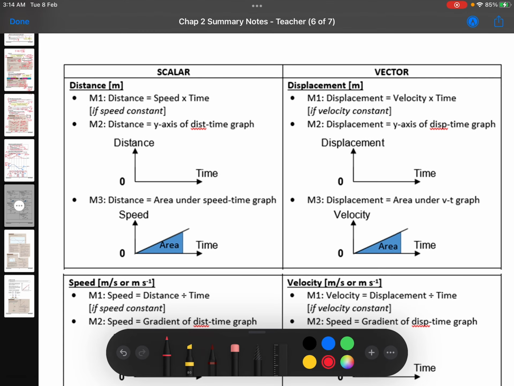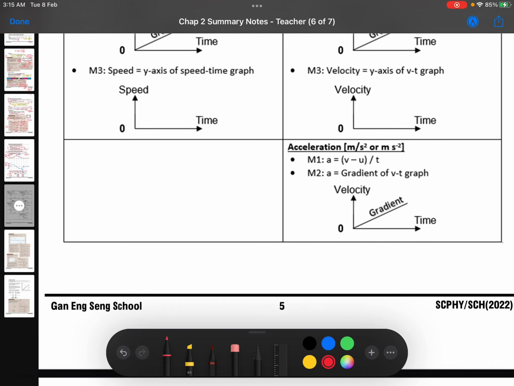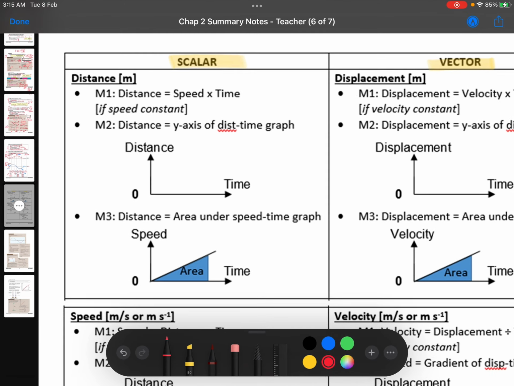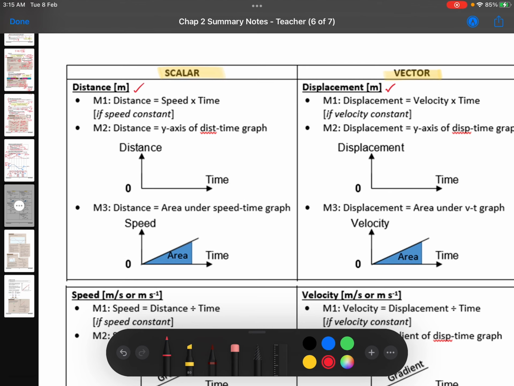Actually, this table summarizes how you calculate distance, as well as speed, and as well as acceleration. All of these presuppose that you can come across questions that deal with both scalars and vectors. Okay, so please take note of it. So I shall now proceed. So when you calculate distance and displacement, you remember distance is a scalar, displacement is a vector. Actually the methods by and large are the same. It's just that speed is a scalar, whereas velocity is a vector.